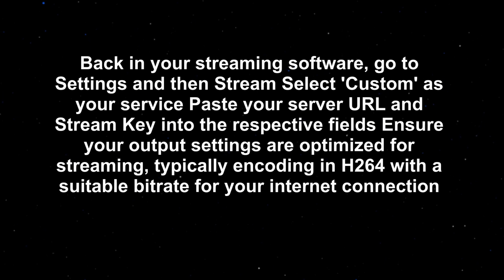Back in your streaming software, go to Settings and then Stream. Select Custom as your service. Paste your server URL and stream key into the respective fields. Ensure your output settings are optimized for streaming, typically encoding in H264 with a suitable bitrate for your internet connection.